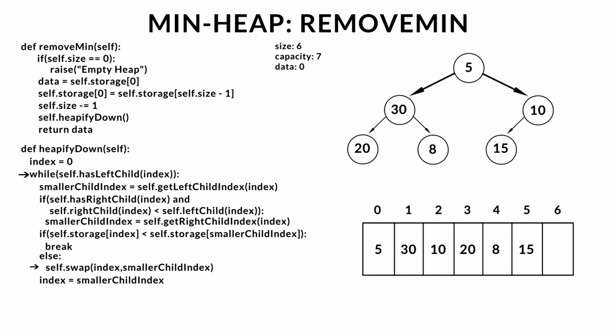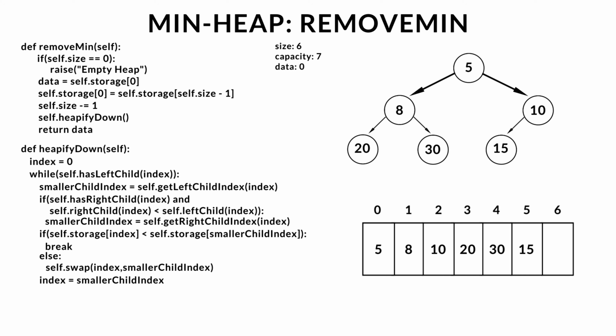We then advance further down the tree. So do we still have a left child? Yes, we do. So we execute our while loop once again. We initialize the smallest to the left child. So is the right child smaller than the left child? In this case, it is. So we set smallest to the right child. Next, we test to see if the node we're currently at is smaller than the smallest child. In this case, this fails. So we swap between the two indices. And then we go down the tree, executing our while loop once more. Does the node we're currently at have a left child? It doesn't, so we're done executing our HeapifyDown method.